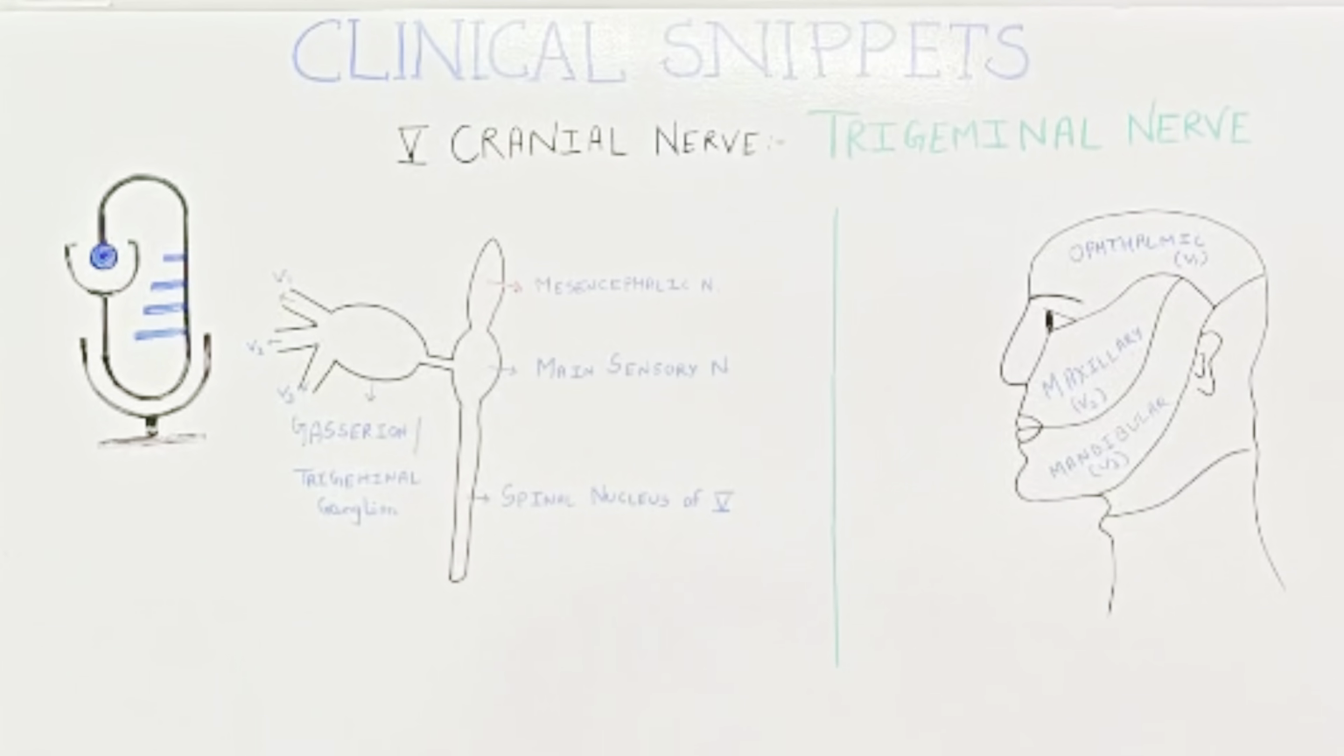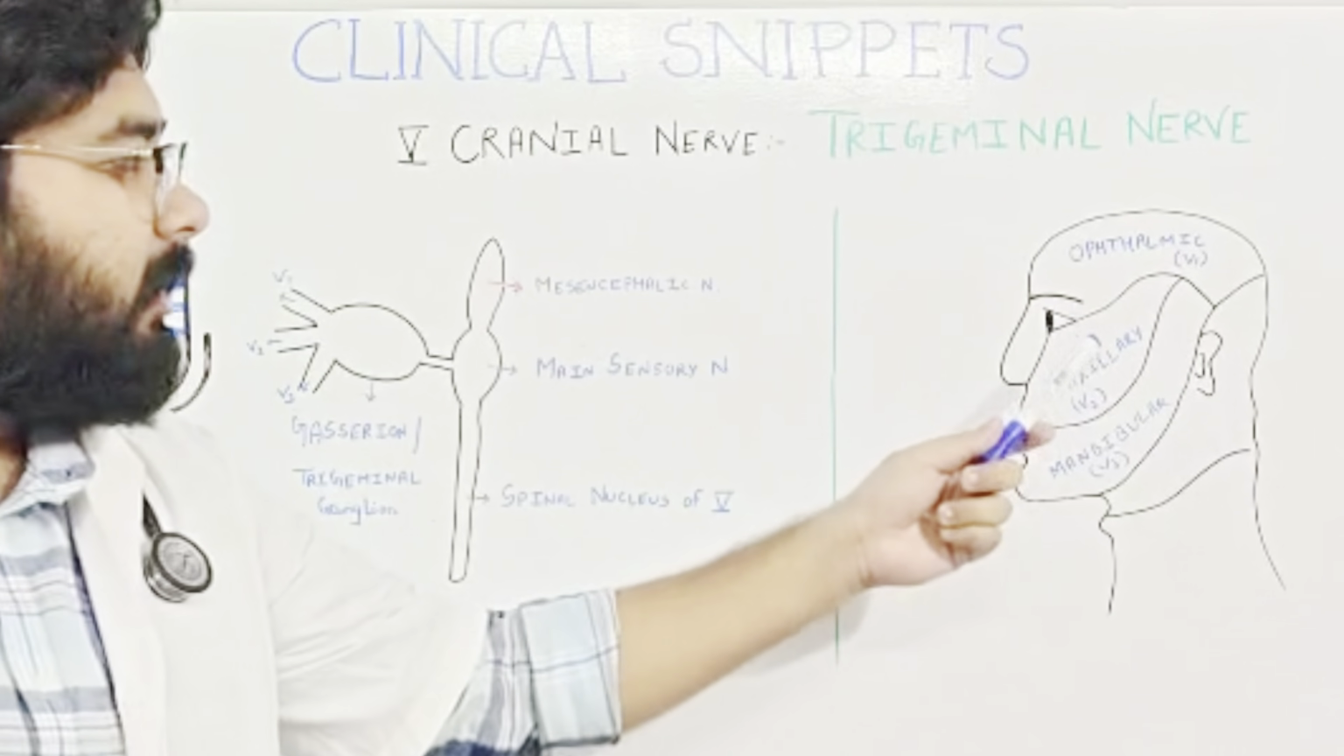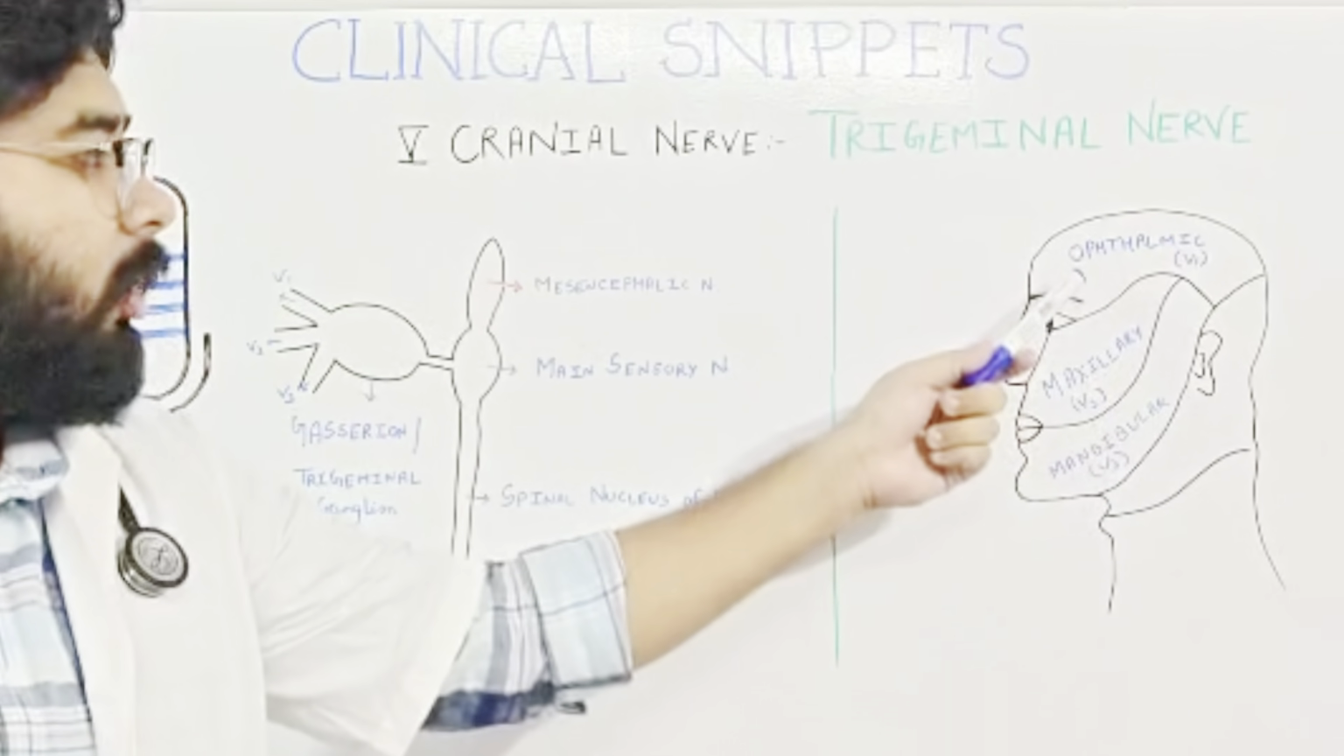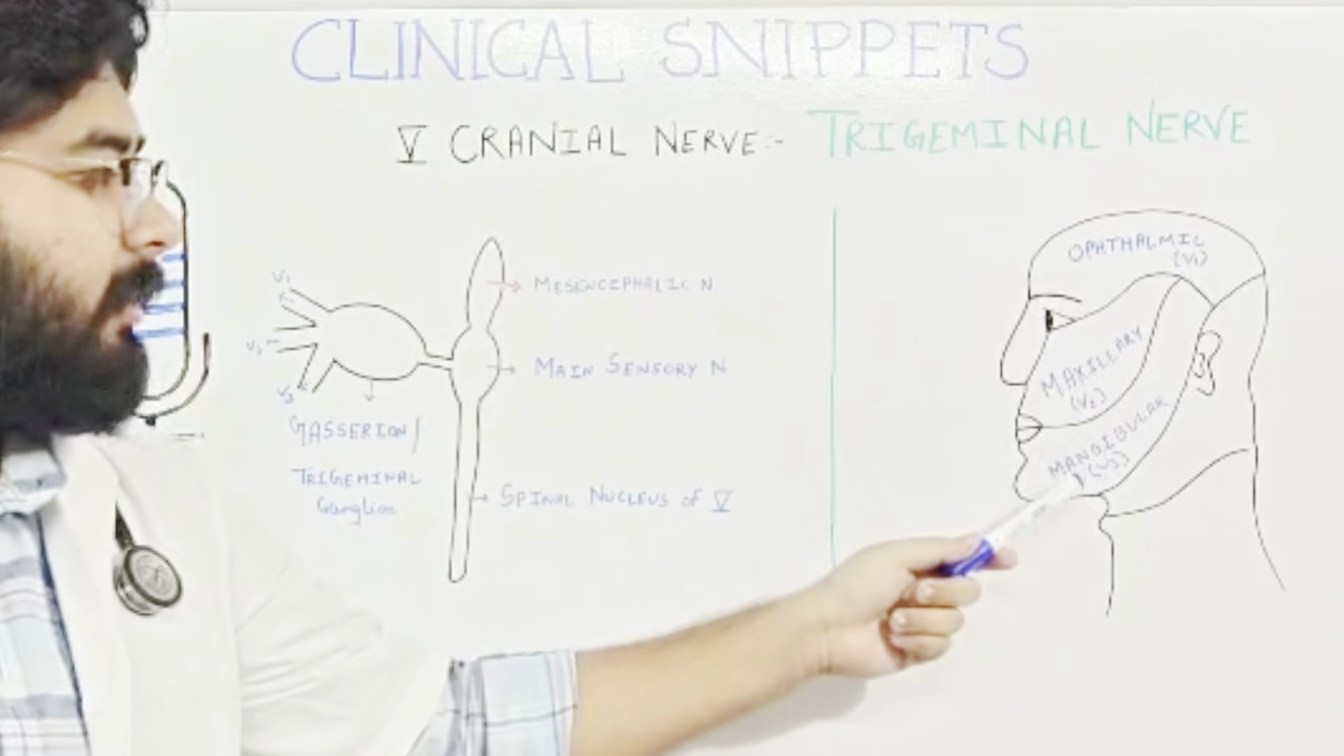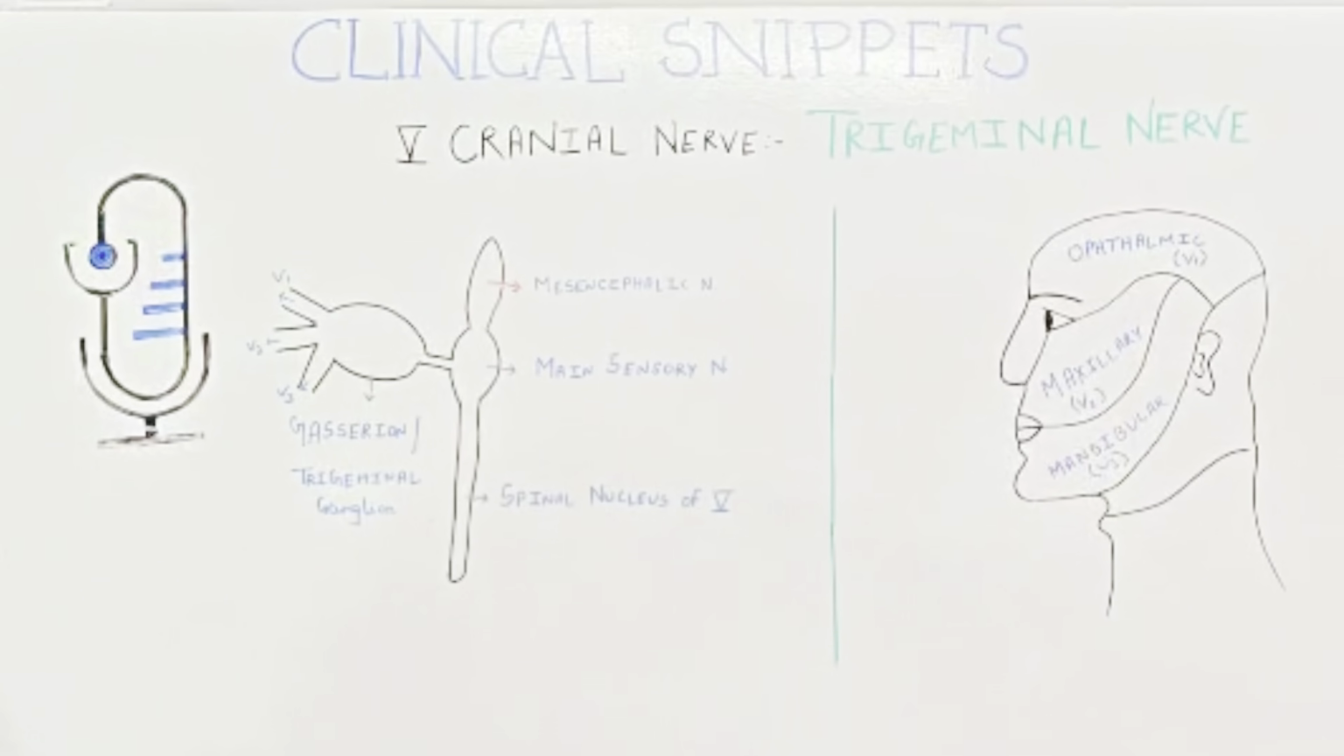pain. As we can see, the fifth cranial nerve is divided into three portions: the ophthalmic nerve, the maxillary nerve, and the mandibular nerve. Now we shall be studying about the areas that are being supplied by all the three divisions.